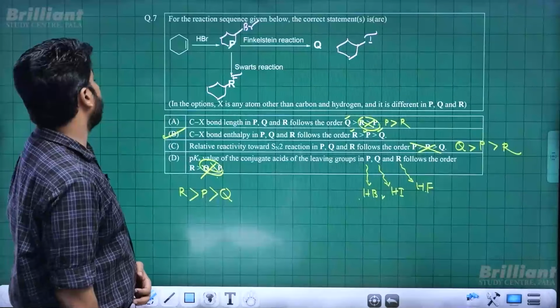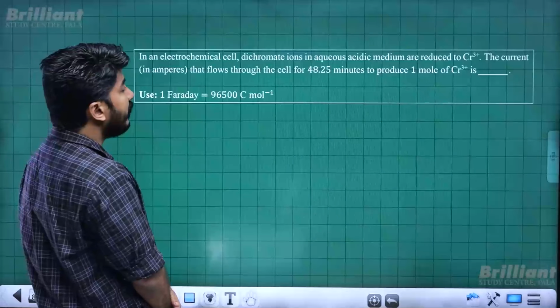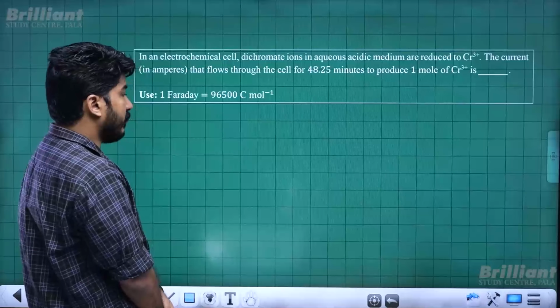So only B is correct here. Now we have a numerical section where we have to enter our answer correct up to 2 decimal places.